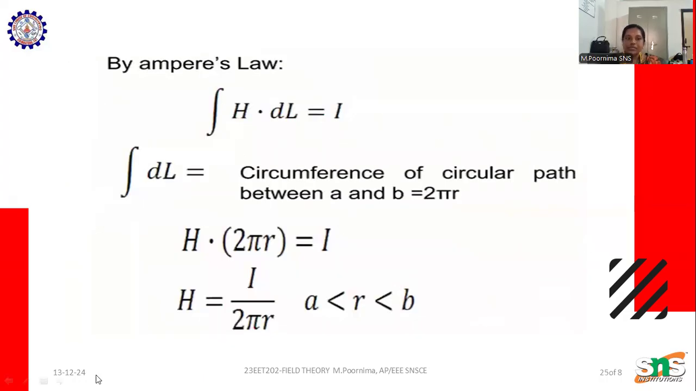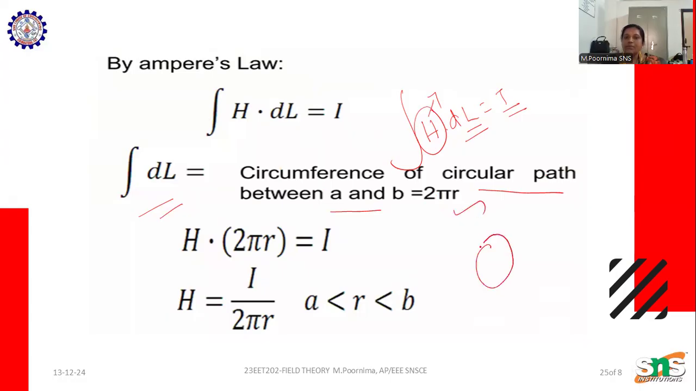Here, first by Ampere's law, what happens? By using Ampere's law, the line integral of H dot dl is equal to I. That is the integral of H, the magnetic field intensity, along the path is equal to the current. L is the circumference of the circular path between A and B, that is 2 pi r. This is radius A, and this is radius B.